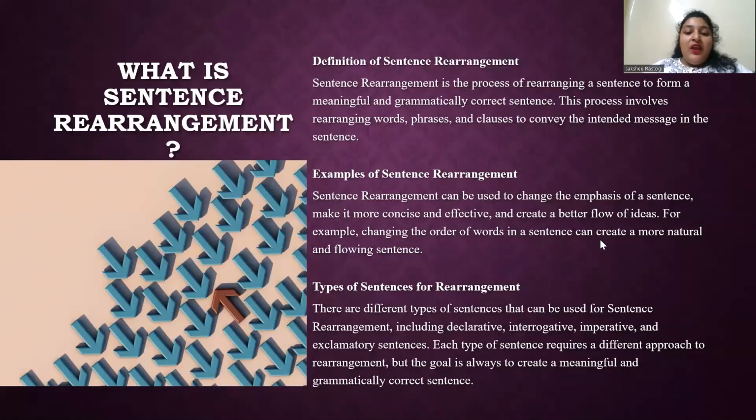Examples of sentence rearrangement. Here we will discuss some examples of sentence rearrangement, original and rearranged. The teacher gave the student a book. This is the original statement. How do we rearrange it? A book was given to the student by the teacher. Next: the company will release the new product next month. We have to rearrange it. Next month the new product will be released by the company.